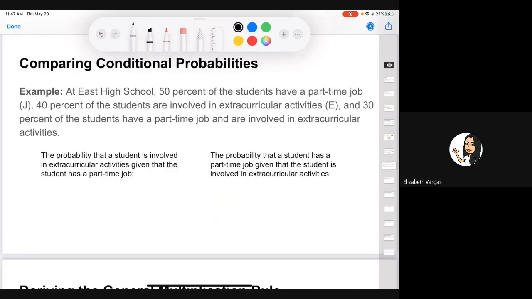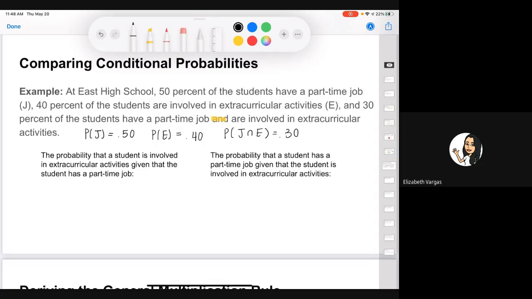This says, at East High School, 50% of students have a part-time job, which is represented by J. That's what it tells me right there. So the probability of J is 50%, and I'm just going to put it as a decimal. 40% of students are involved in extracurriculars, which is represented by E. So the probability of E is 40%, and I'm going to represent that as a decimal. 30% of students have a part-time job and are involved in extracurriculars. So the probability of J and E is 30%.